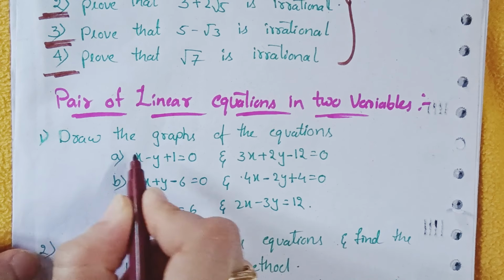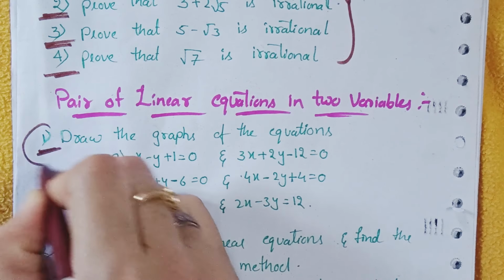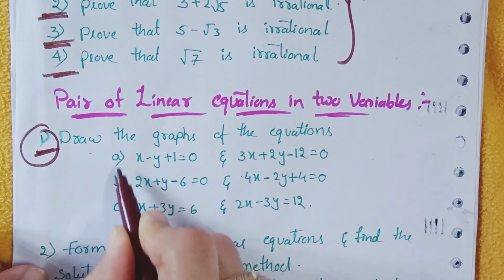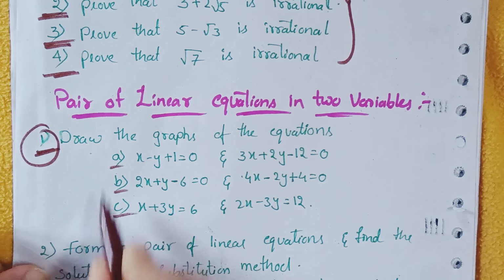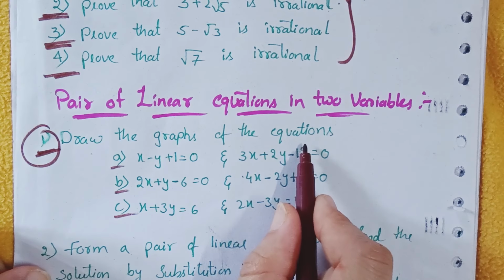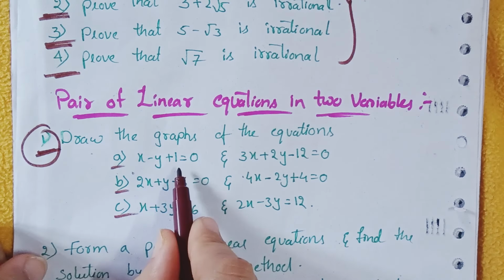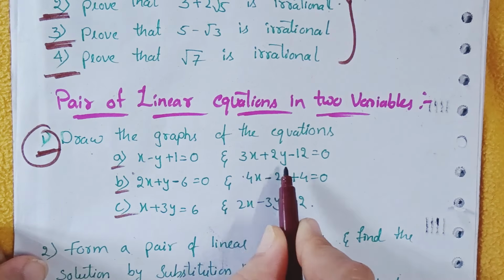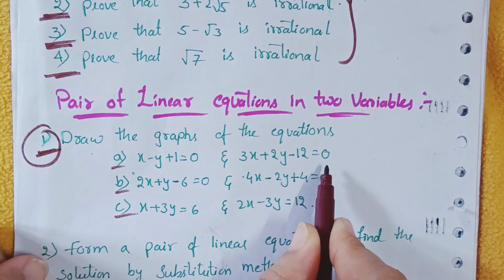So here, this one is very important guys. Draw the graph for the equations. Here I have given you 3 sub questions from this chapter. So draw the graph for the equations x minus y plus 1 equal to 0 and 3x plus 2y minus 12 equal to 0.